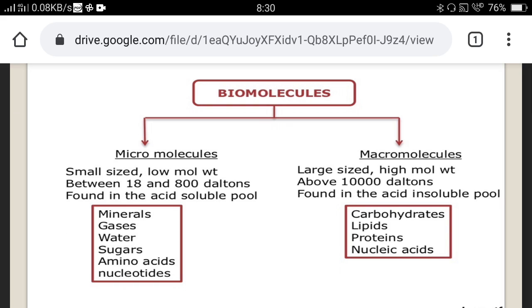Biomolecules are divided into two groups on the basis of their size of molecule, micromolecules and macromolecules. Micromolecules are those biomolecules which are small sized, low molecular weight, between 18 to 800 daltons, found in the acid soluble pool. Example: minerals, gases, water, sugars, amino acids, and nucleotides. Macromolecules are large sized, high molecular weight, more than 10,000 daltons, found in the acid insoluble pool: carbohydrates, lipids, proteins, and nucleic acids.